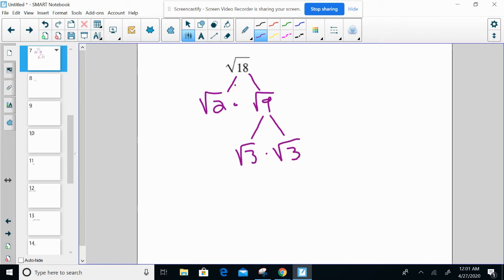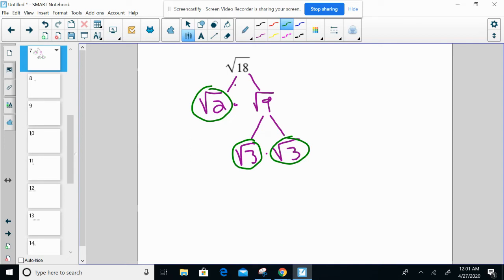Into 3 times 3. So now everything is broken down as far as you can. 3 is also a prime number. So what you want to do is break it down into prime numbers. And let's circle everything that's prime, everything at the end of our factoring.